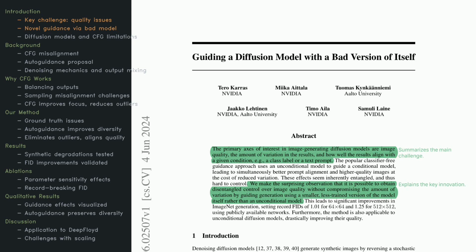The paper proposes using a smaller, undertrained version of the same diffusion model as a guide. Surprisingly, this trick seems to let the model boost image quality without losing variety. They tested it on ImageNet and got impressive FID scores, an important metric for judging image generation. Want to see how they did it?